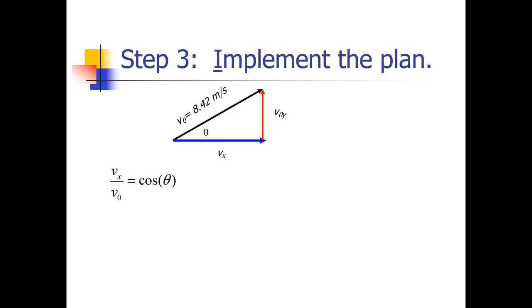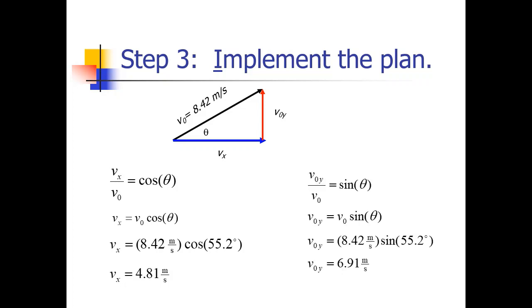All right, let's carry it out. Let's implement our plan. There is our triangle to calculate the two components of the velocity at 8.42 meters per second with a v0y in the vertical direction and a vx in the horizontal direction. Well, we know that vx over v naught is the cosine of the angle. So therefore, vx must be v naught times the cosine of the angle, meaning if we plug in the numbers now that we have an equation, the initial velocity in the x direction, which is the only velocity in the x direction, is 4.81 meters per second. The initial velocity in the vertical direction, similarly, becomes v naught times the sine of the angle, which becomes 6.91 meters per second.